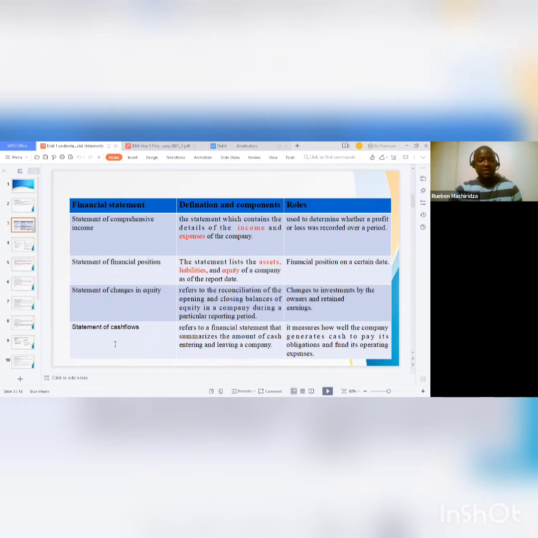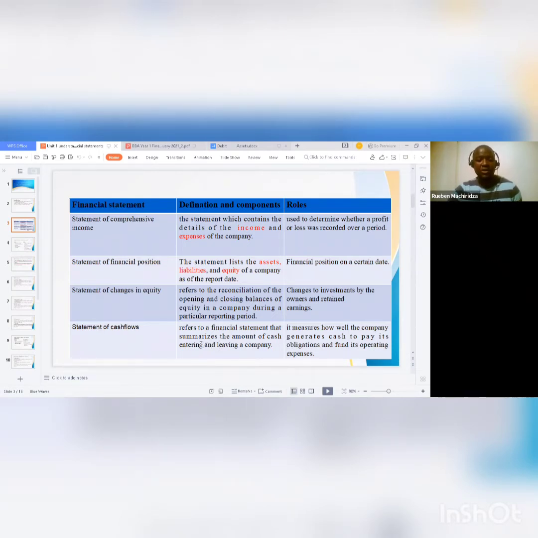Then we have, last but not least, the statement of cash flows. So this statement summarizes the amount of cash entering and leaving a company. This is a very, very important statement, because the lack of it may result in the company going into liquidation or going into closure, but it had profitable operations. So the failure to manage the cash of a company becomes a disaster for the business.